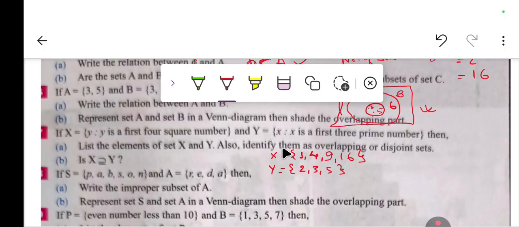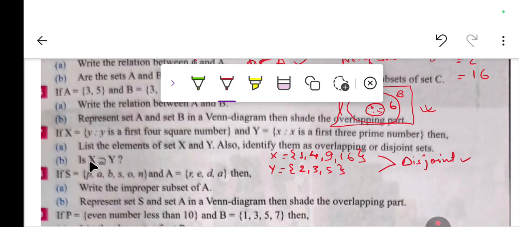That is done. Identify them as overlapping or disjoint. They don't have any common element, so they are disjoint. What kind of set are they? Disjoint. The reason for that is because they don't have any common element.